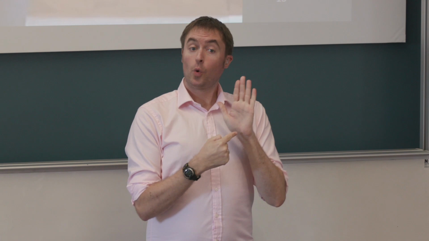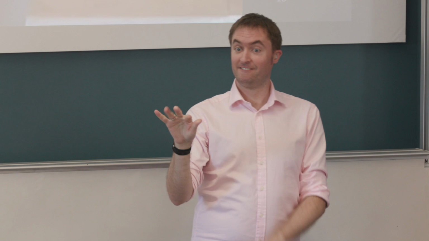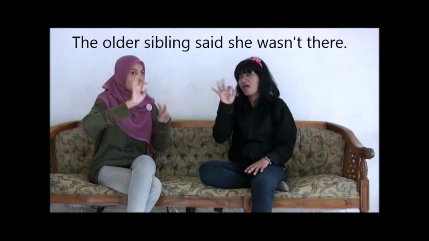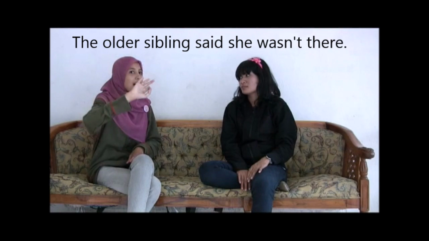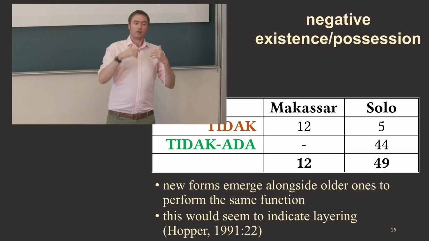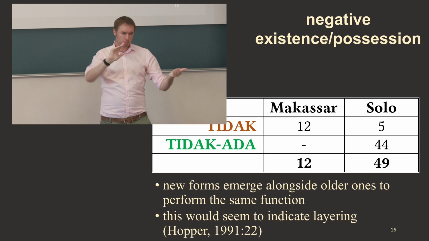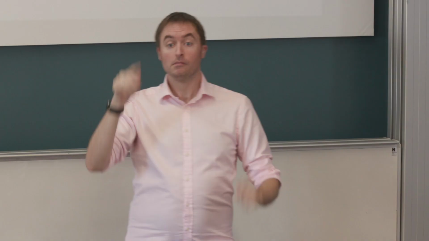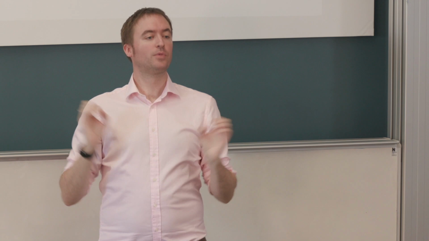So, the example now I'm going to show you is this handshape. And this also shows negative existence. Both of these participants use this handshape. So you'll have seen both of these individuals use that handshape very clearly. In Makassar and Solo, when we compare the two forms of negative existence, what do we see? We see Solo uses both of those handshapes. In Makassar, they use this handshape. There's no use of the second sign in Makassar.